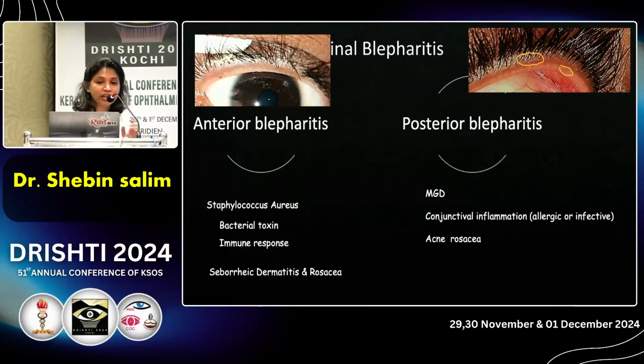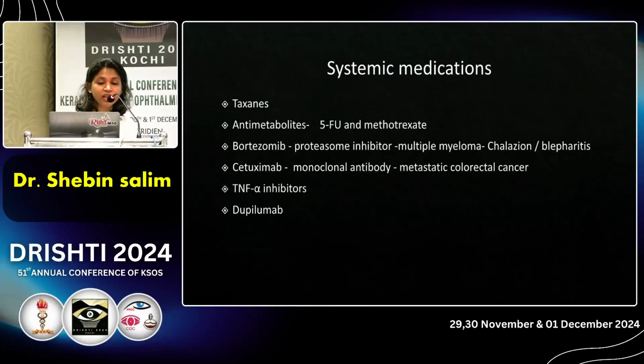One thing we have to remember is all MGD is not posterior blepharitis. Only when meibomian gland disease is associated with inflammation of the posterior lid margin do we call it posterior blepharitis. Also, detailed history taking is important, because many systemic medications, including the taxanes and antimetabolites, can all cause meibomian gland dysfunction sometimes, along with blepharitis.